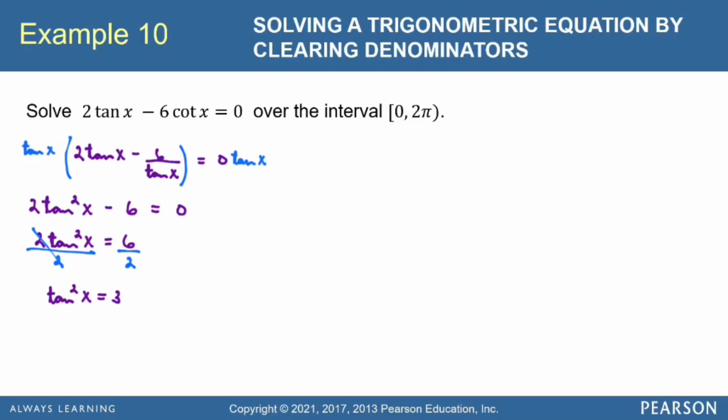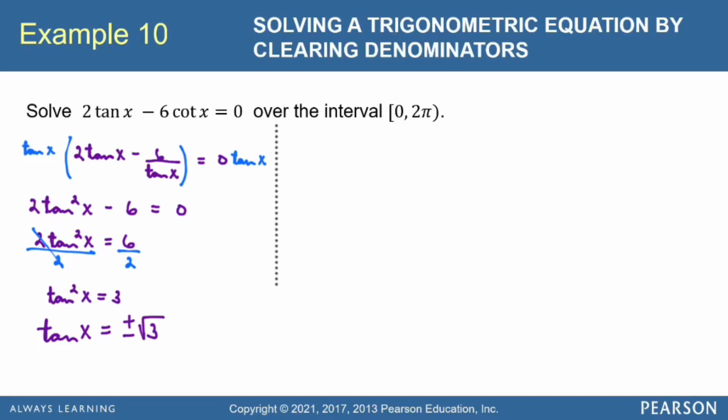Now, to isolate tangent of x, we apply the square root property. So we unsquare the left side, that would give us tangent of x. And on the right side, we have plus or minus square root of whatever's on the right side. So that would be plus or minus square root of 3. Now this is one of our memorized tangent values. So now we're going to be able to find exact solutions.